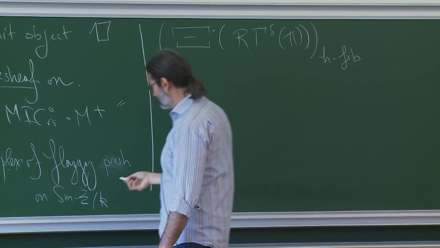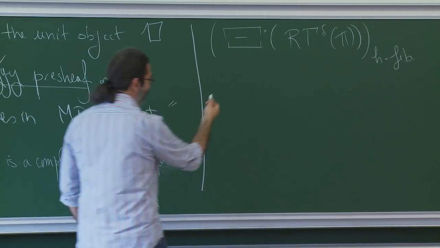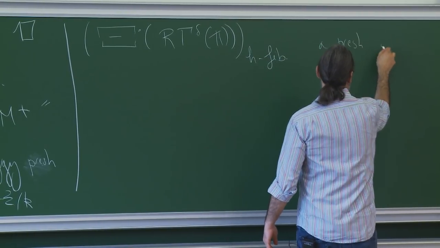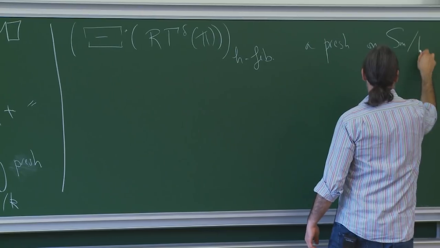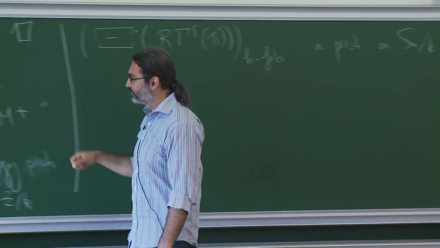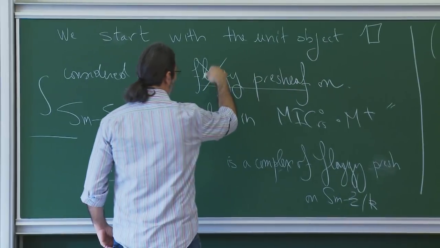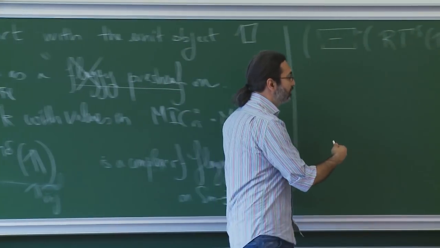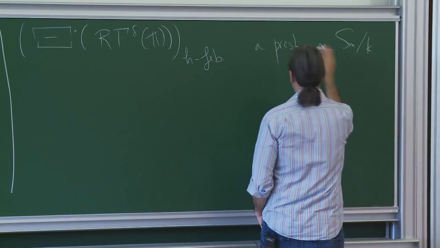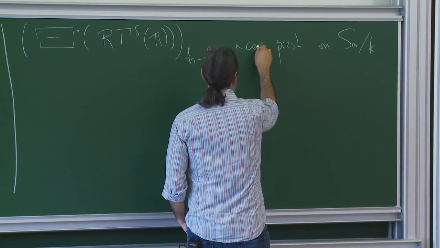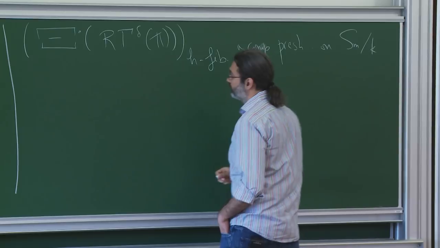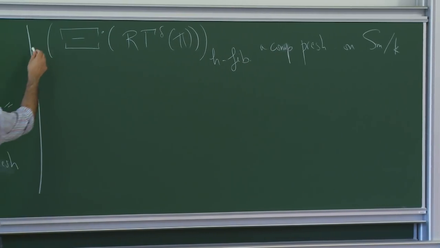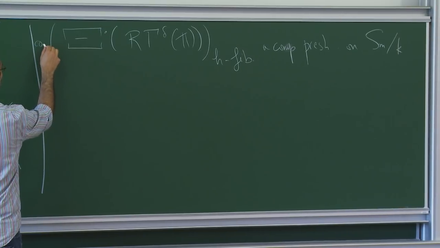Okay, and now I can think about this as a pre-sheaf on smooth varieties. So from this maybe simple but somehow complicated object, I can do some construction and I get just a complex of pre-sheaves on smooth varieties. If I want to be precise, I should apply here this functor C O lower star.